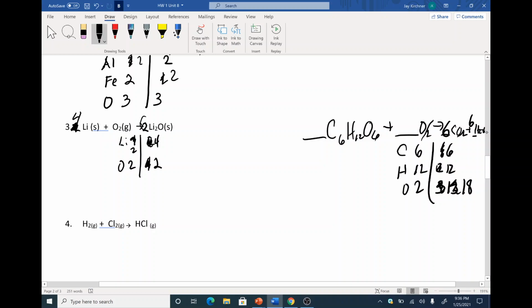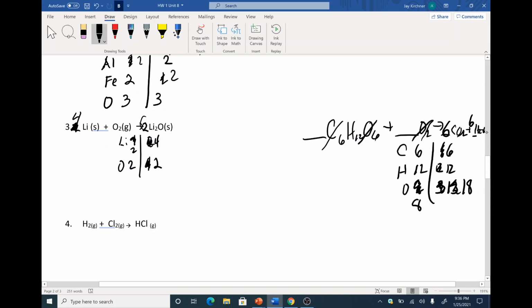I think that's right. Oh, by the way, I got the wrong number here. This is 8. There we go. 8 has to become 18, by the way. How are we going to do that? So again, 6 C's, 1 C, 12 H's, 2 H's there, and we just balanced that. So now we've got an 8 versus 18.